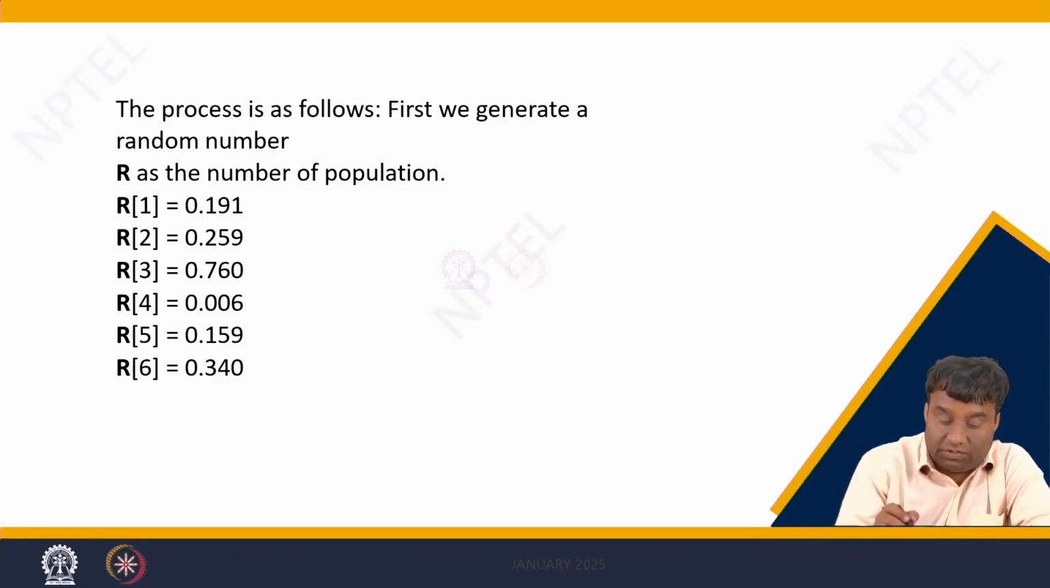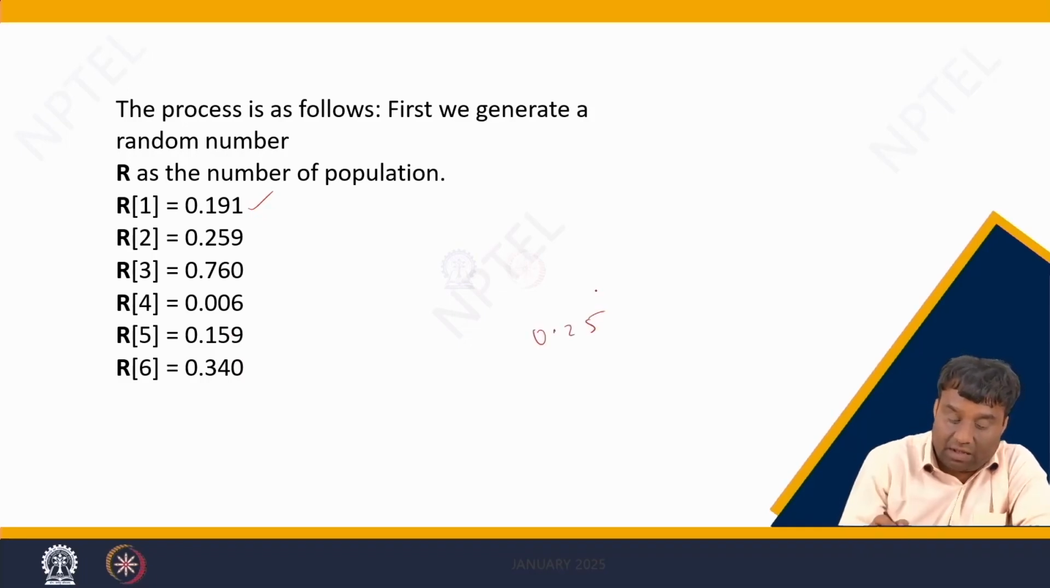So we are assuming some random numbers: R1 is 0.191, R2 is 0.259, R3 is 0.760, R4 is 0.006, R5 is 0.159, R6 is 0.340. So our crossover rate, we are assuming, is 0.25.